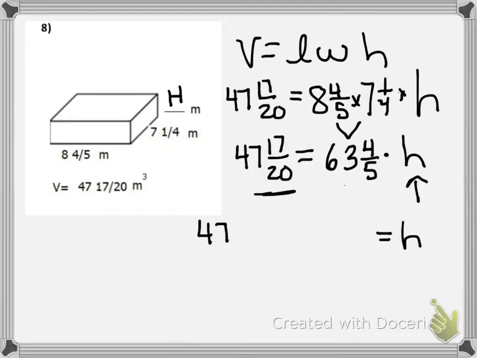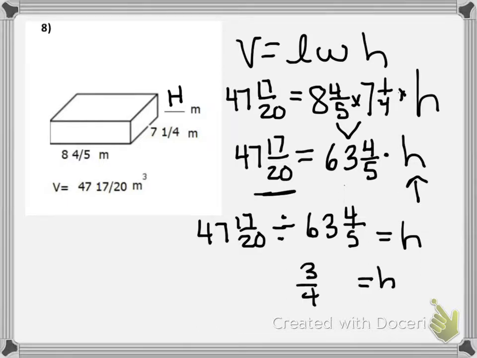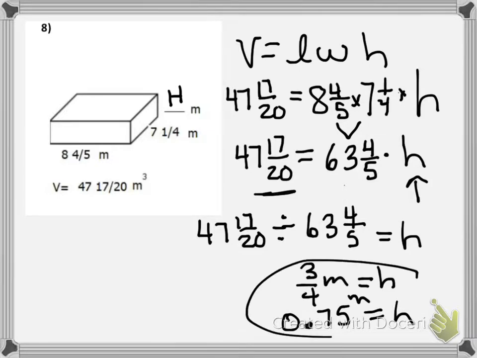That means 47 and 17/20 has to come first because we know the quotient has to be smaller than 1 whole. And then go ahead and type that into your calculator. When you type it in, you'll see that the height is 3/4. Right? Or if you have it in decimal form, 75 hundredths. And our units should be meters that go with it.